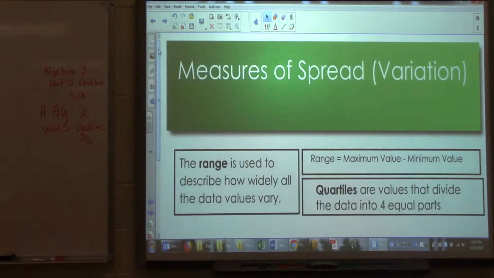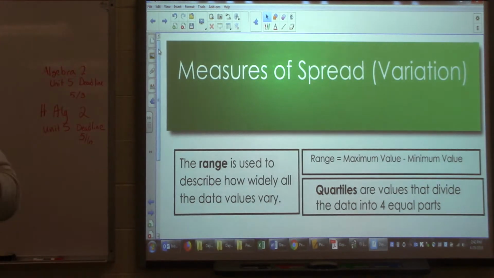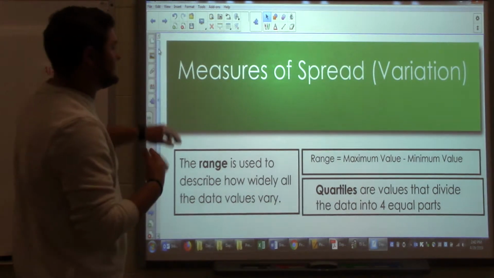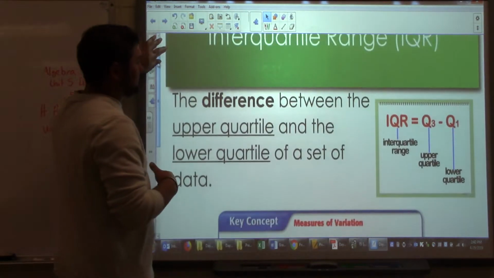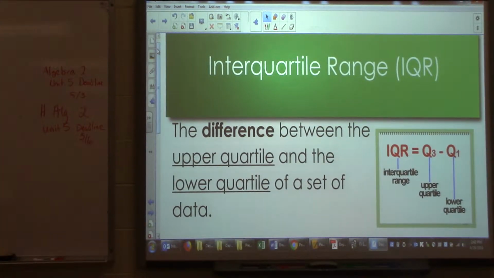Inner quartile range, we're going to talk about in a second, is going to tell us basically the range of the middle half of our data. So it's going to get rid of all those outliers. It's going to give us the meat of our data, tell us how spread out it is. So the inner quartile range, otherwise known as the IQR.